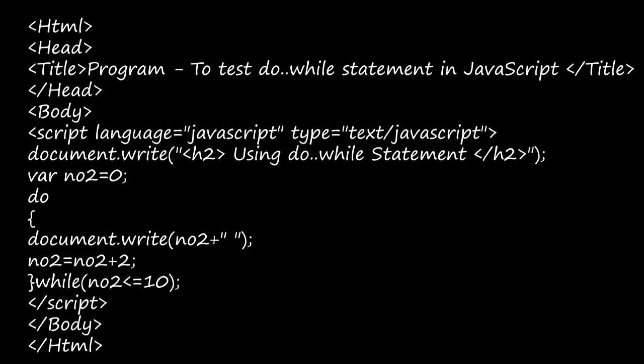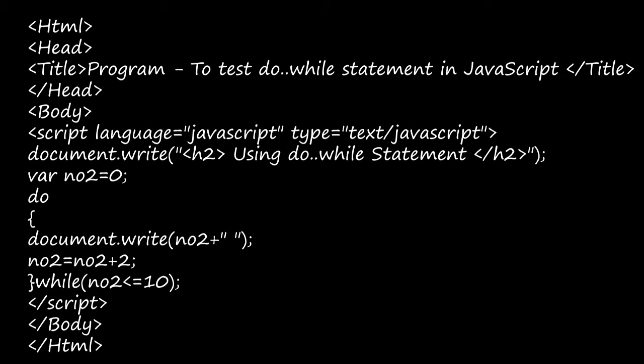First the HTML tag, then the head tag is opened. Inside that the title tag is opened. Inside the title tag: program to test the do while statement in JavaScript. Then the title tag is closed, the head tag is also closed, and then the body tag is opened. Then the script tag is opened. The script tag is used to include JavaScript inside HTML, right? The script format is language equal to, inside double quotes, JavaScript. Type is equal to text slash JavaScript, also inside double quotes, and we close the script tag.